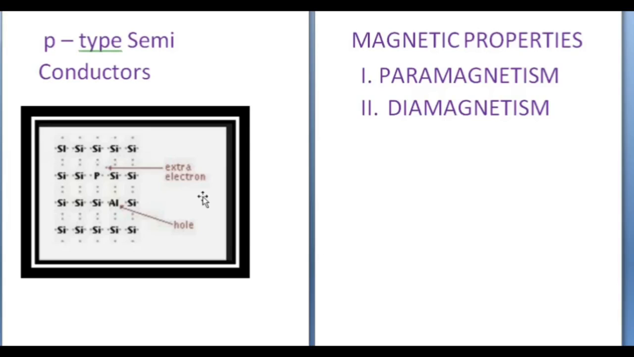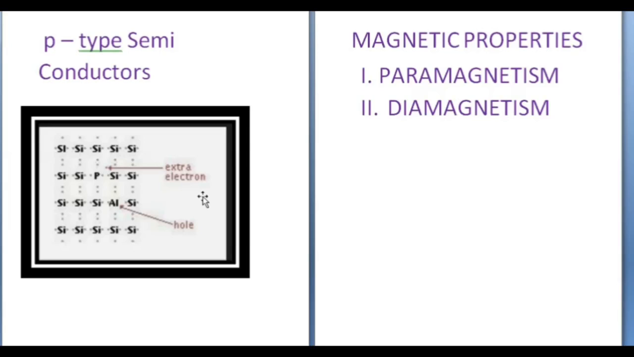Now, depending upon the behavior of solids towards the magnetic field, magnetism can be divided into actually 5 types, but due to the reduced syllabus, you have to study only 2 types, that is paramagnetism and diamagnetism.